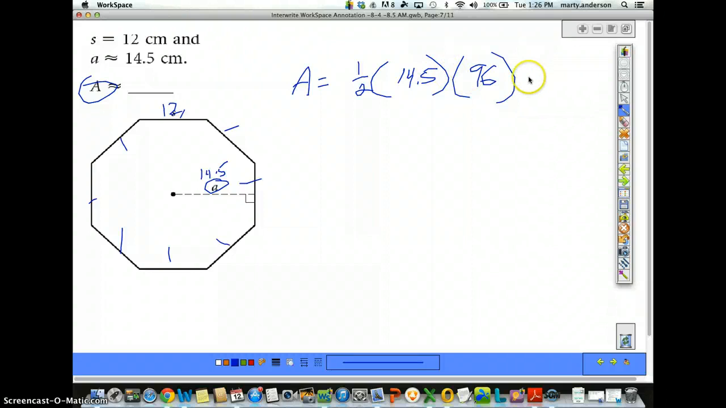696. And these would be centimeters squared. Again, make sure that you're labeling properly.